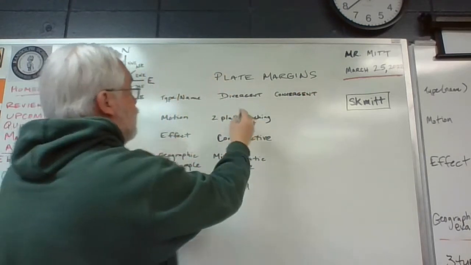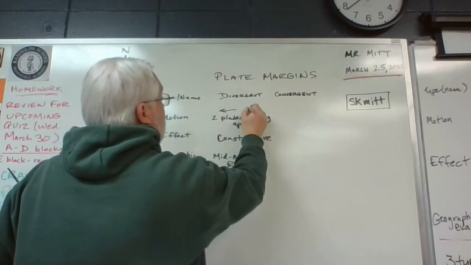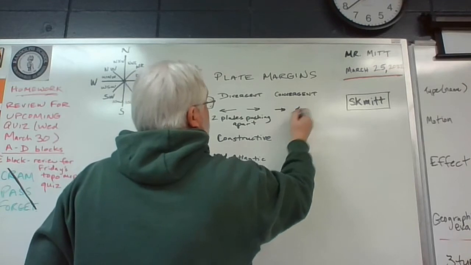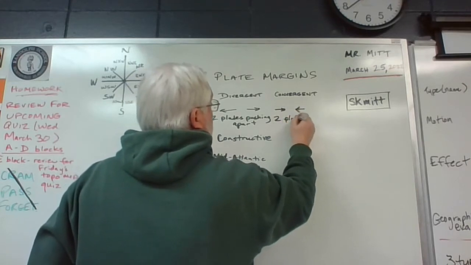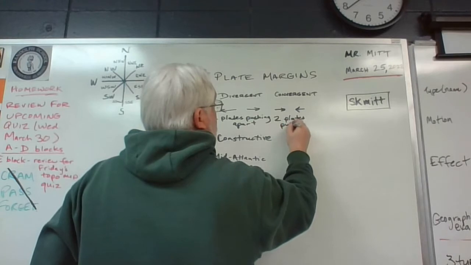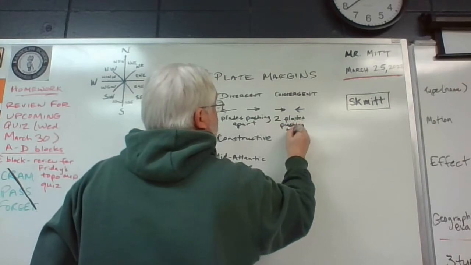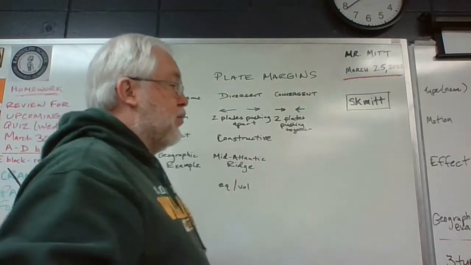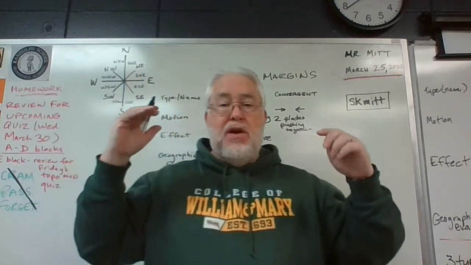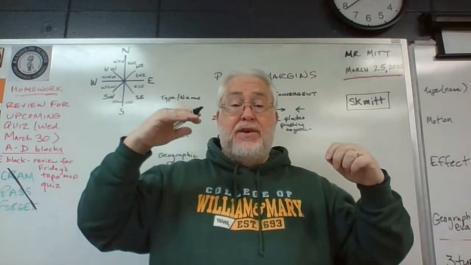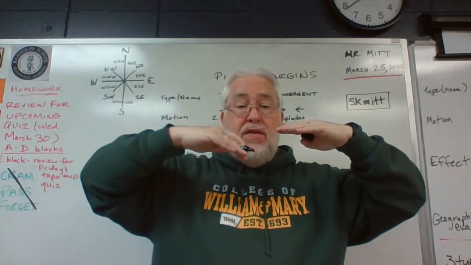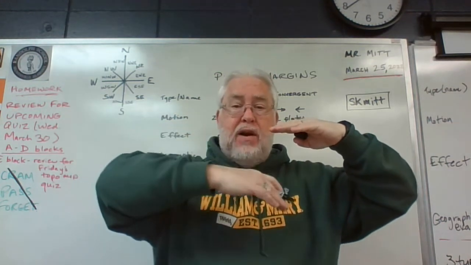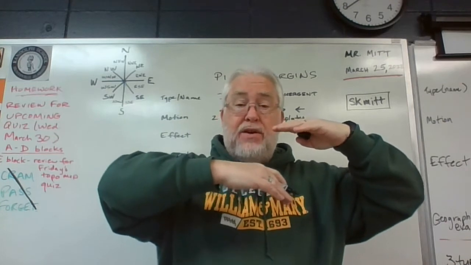Again, divergent, you have two plates pushing apart. I'll add arrows here. A convergent margin, you have two plates pushing together. They're coming together. And when that happens, you'll remember that the diagram that I drew showed oceanic crust, which is denser, dipping down beneath continental crust, which is less dense. So the heavier crust dips down beneath the lighter crust.